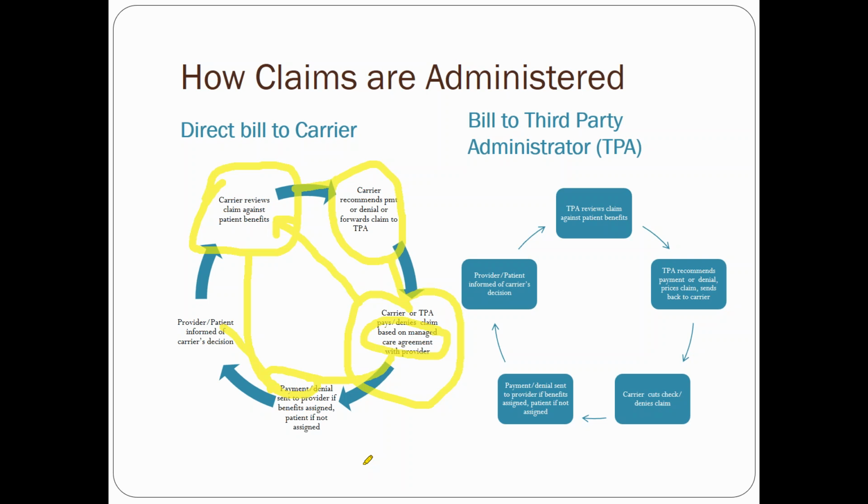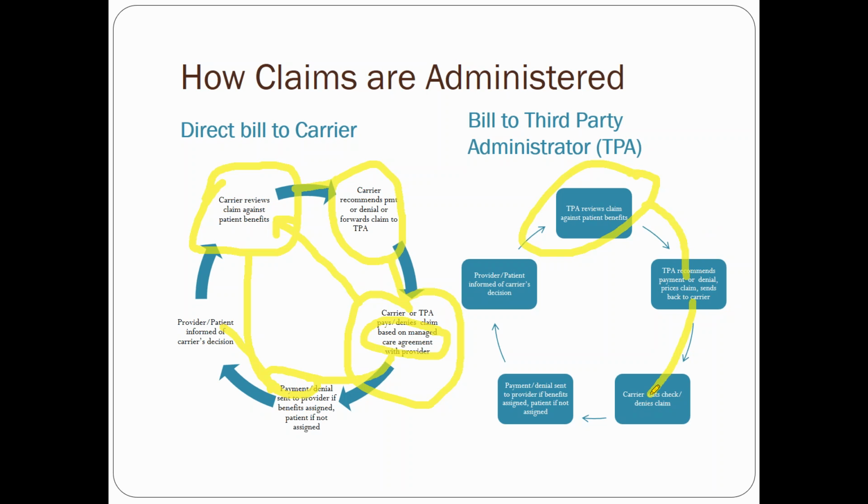If you bill to a third-party administrator, then it's the same thing. It's just that the TPA reviews the claim against the patient benefits. Usually a TPA is involved when pre-authorizations are necessary, so the TPA is also going to check to see if there's a pre-auth. And if there is, and everything looks good, then they're going to recommend the payment or denial. They will price the claim and then send back to the carrier.